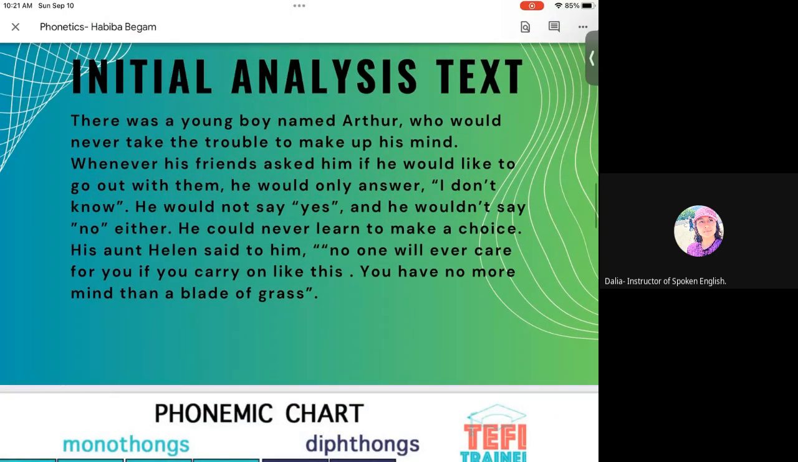Now, initial analysis text. So there is a passage I have written over here.